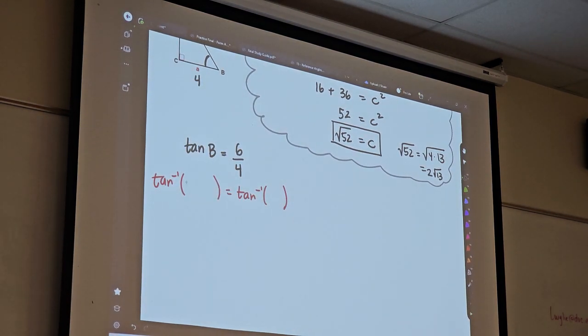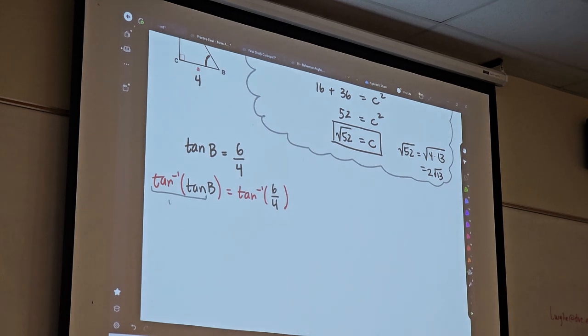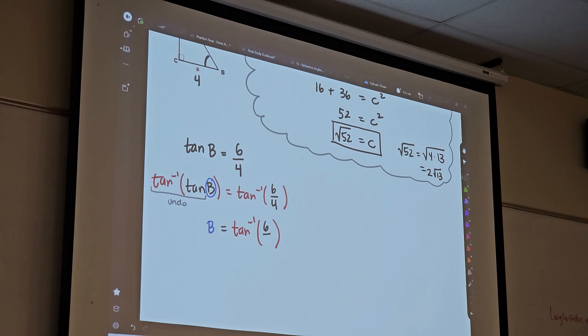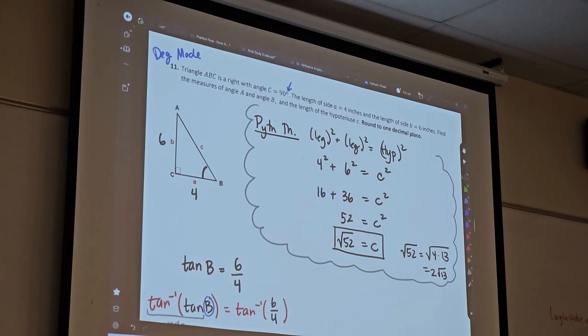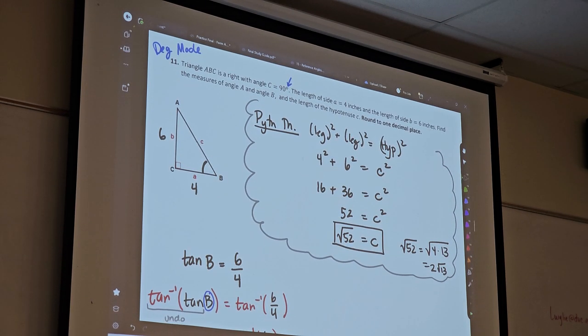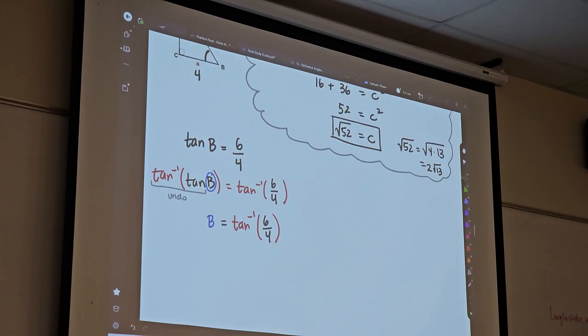You don't even have to do this much writing. These things go away, undo, and you get what you want. B! So B is the inverse tangent of 6/4, and that's a calculator thing, and we just need to make sure that you're in degree mode because our angle was given in degrees. Your right triangle trig is in degrees. We'll get that on our calculator.